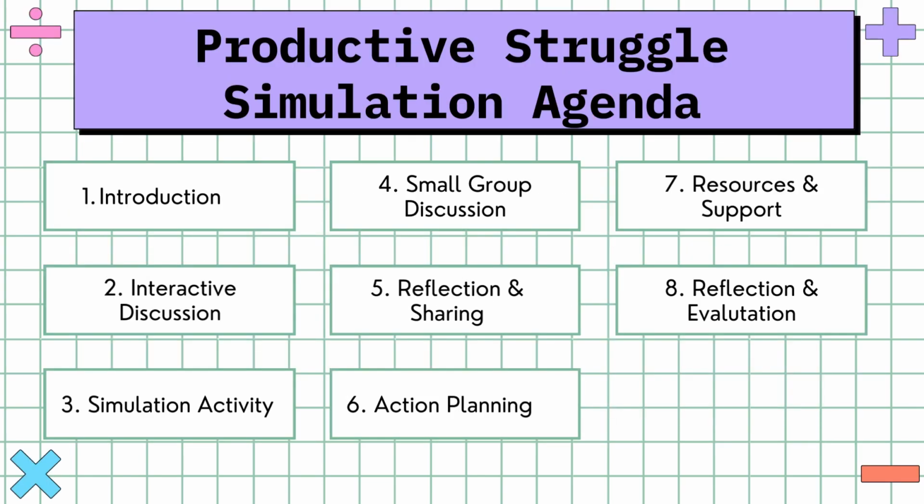And we have our agenda. So you're going to work through these activities, including interactive instruction, your simulation activity. You're going to then break into small groups and talk about what did this look like? What were some things you noticed? Do some reflecting and sharing, and then have the opportunity to have some action planning. How can you implement this in the classroom?